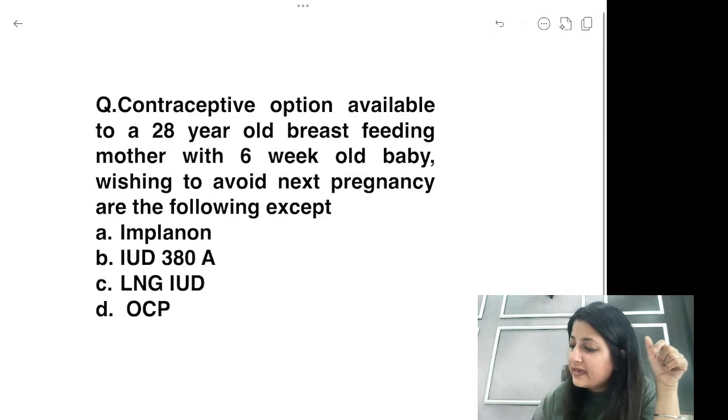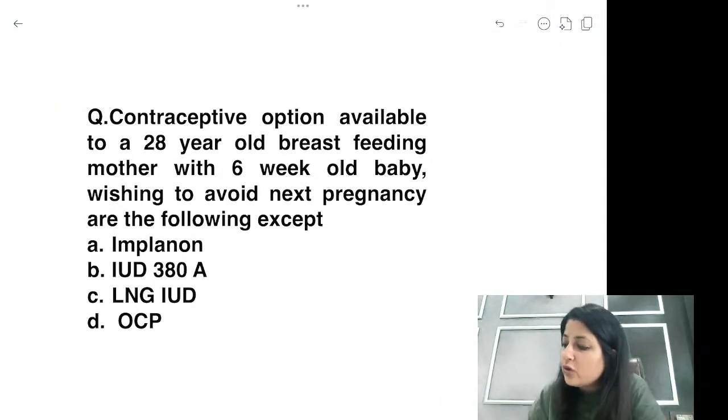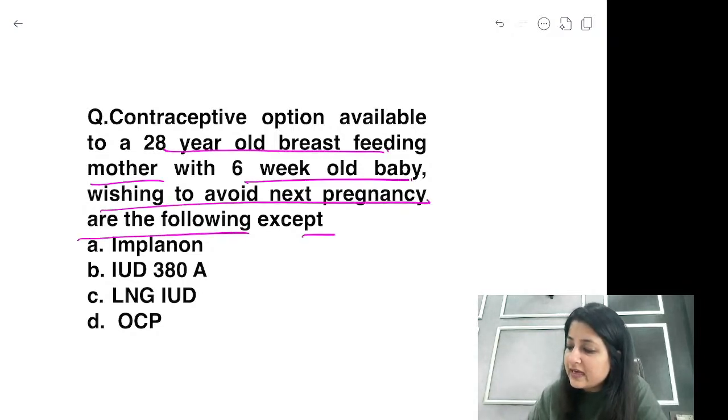Okay, let's see another one quickly. Contraceptive option available to a 28-year-old breastfeeding mother with a 6-week-old baby wishing to avoid next pregnancy are all of the following except. Just wanted to discuss one point: which contraceptive is most suitable for the breastfeeding period. Okay, tell me.